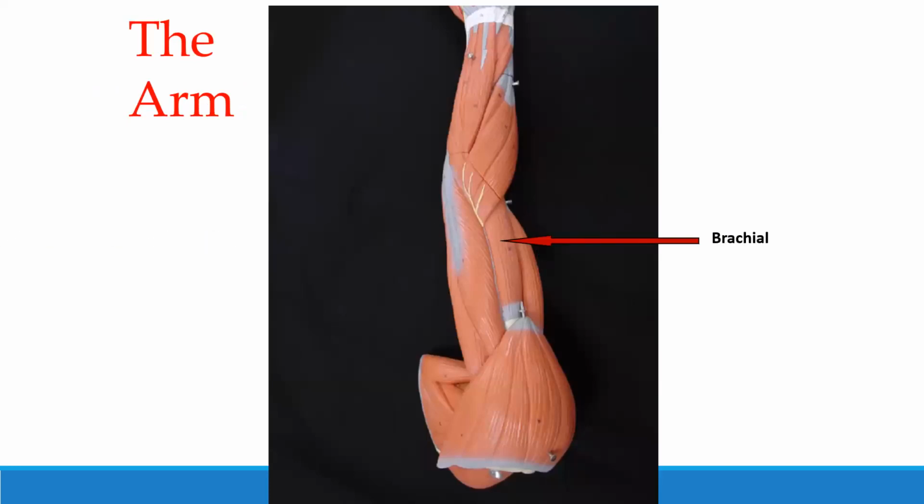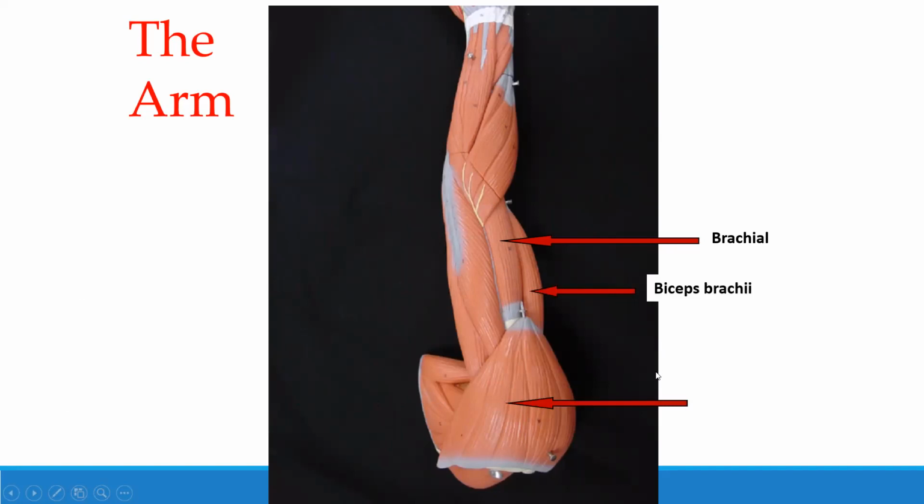So here's our arm muscle. Again, our arm muscles. There's the brachial in between the triceps and the biceps. The triceps is down here on the inferior surface, and we have the biceps on the superior surface, and the brachial is right in the middle. There's the triceps on the left-hand side and the biceps on the right-hand side.